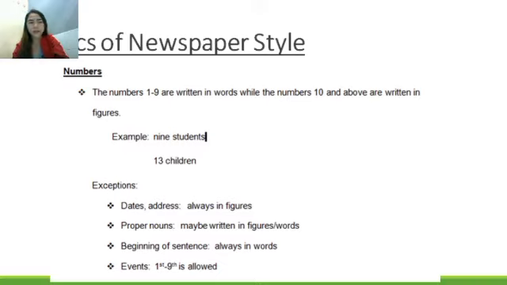Okay? Pag halimbawa, ang sinasabi mo dun is 21st century, di ba? Hindi naman 21 na figure, but you have to write it in letters. Yun yung mga exceptions. Events, guys, first 9 is allowed naman. Okay? It doesn't mean naman na correct, but allowed yan siya pag nagka-copy read ka.